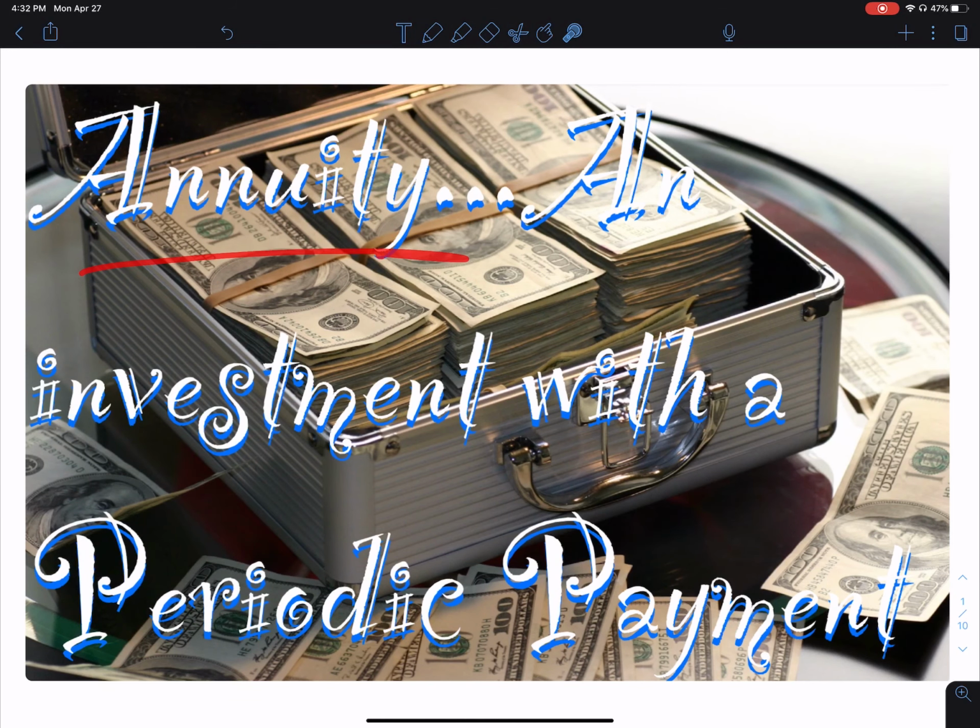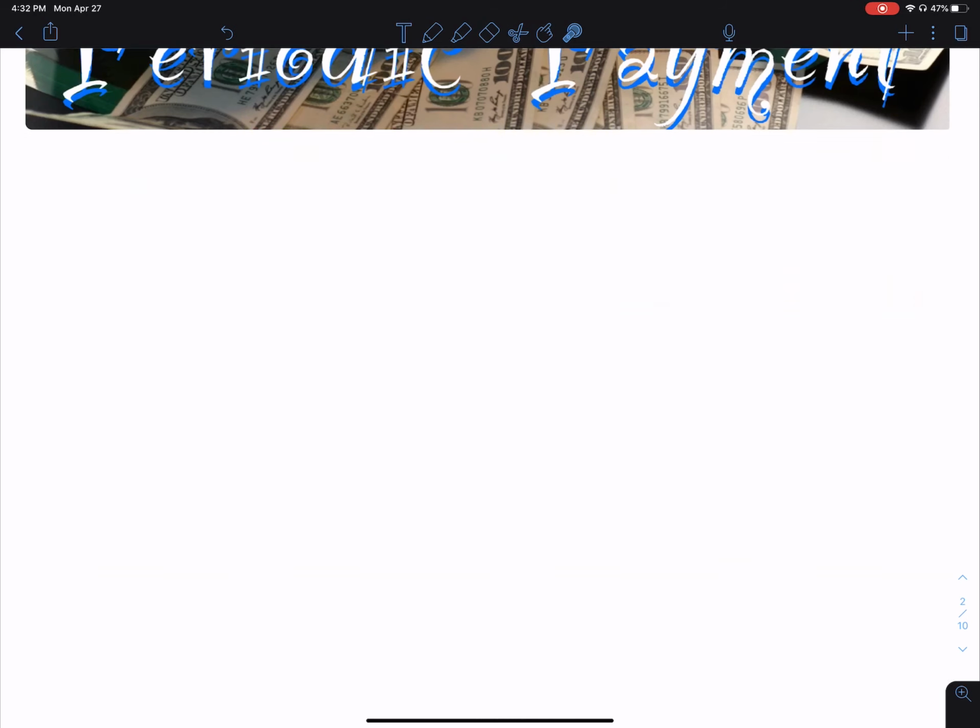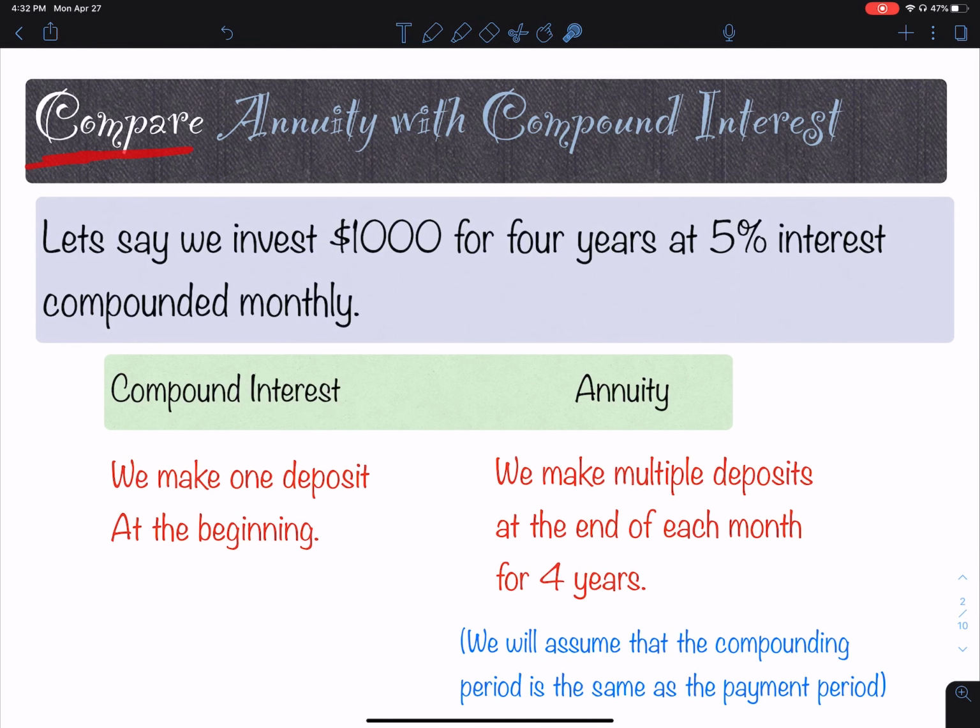All right, we're going to be talking about annuities, how to make a whole bunch of money by investing with periodic payments. So let's get into it. I want to compare an annuity with a compound interest question. So let's read this and figure out if we're dealing with an annuity or compound interest.